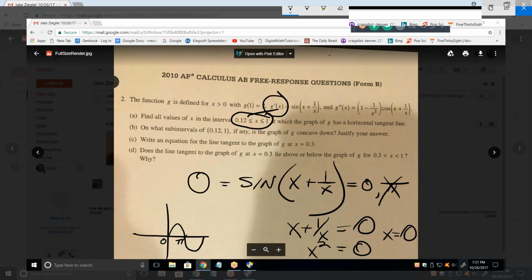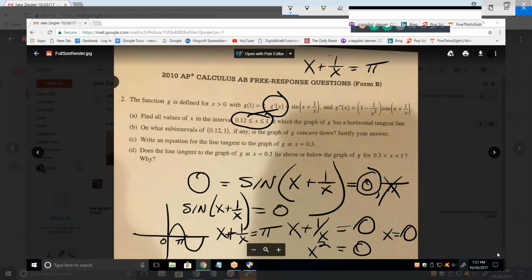I forgot to consider another possibility here. In other words, either the sine is equal to 0 or we're equal to pi, right? The sine of x plus 1 over x is still 0, but that means x plus 1 over x could be equal to pi, because the sine of pi is 0. Now we have something a little more to work with. We got x plus 1 over x equals pi.